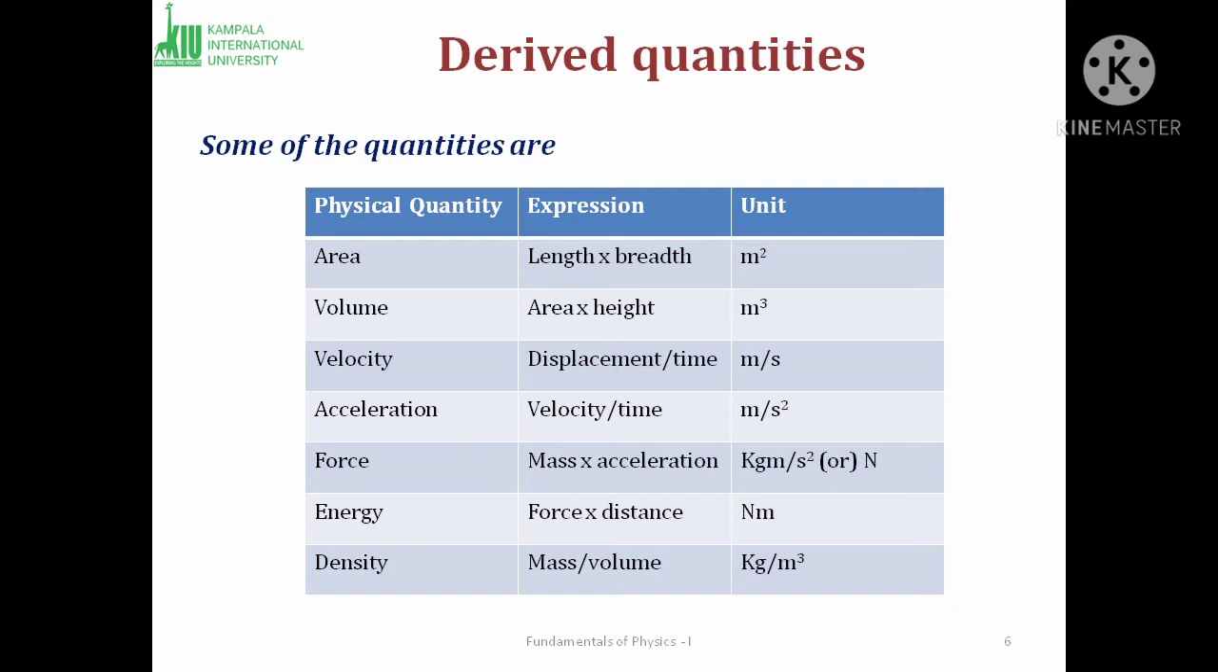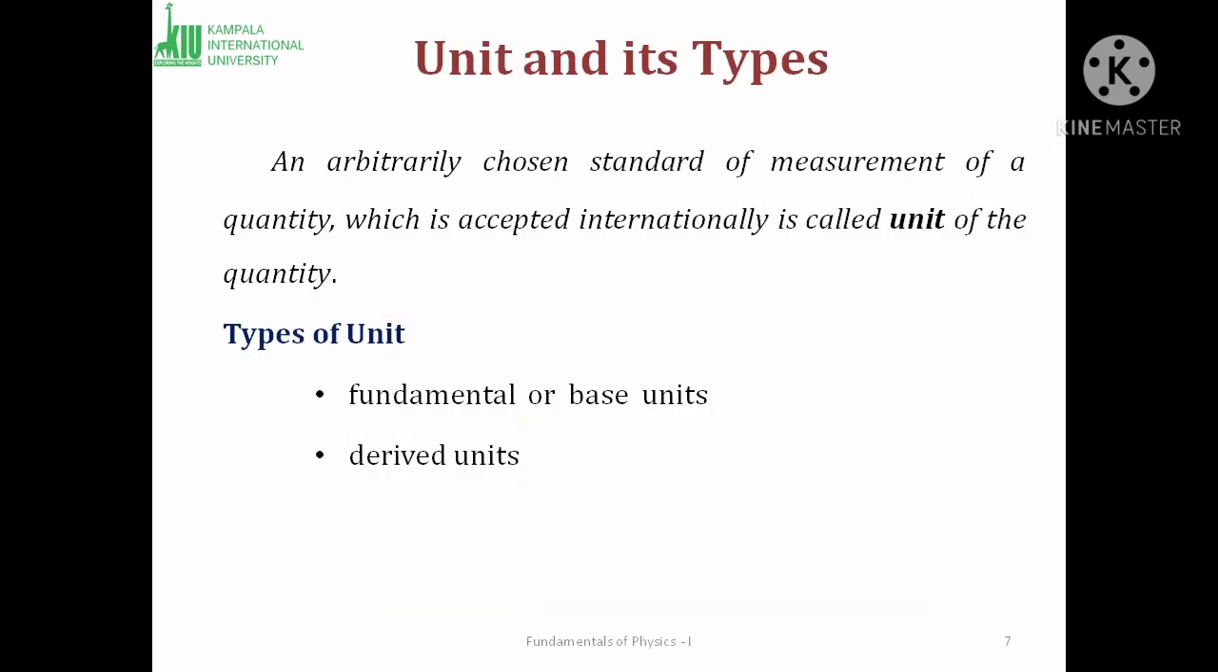Area means length into breadth. Length is the fundamental quantity and breadth, that is also the length, right? It is the fundamental quantity. So it is derived from the fundamental quantity. See, the velocity, it is displacement divided by time. Displacement is the fundamental quantity and time is another fundamental quantity. So it is derived from the fundamental quantities. So it is called derived quantity. Right. Then unit.